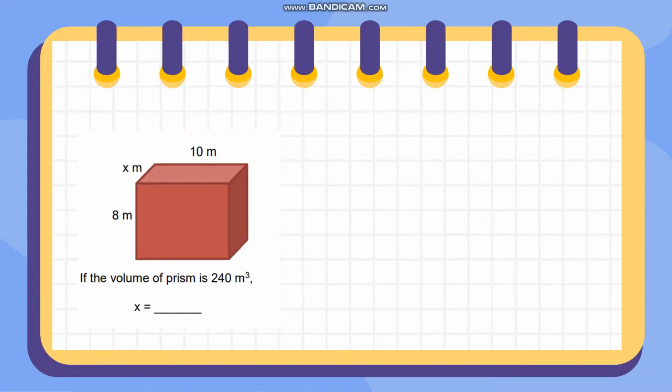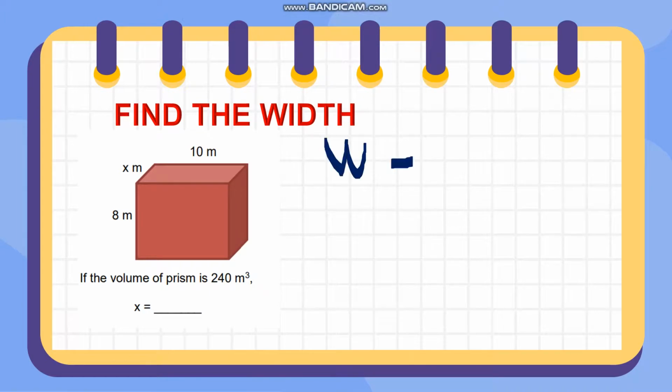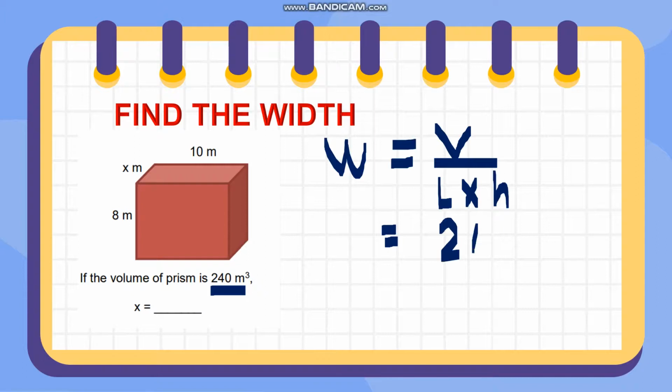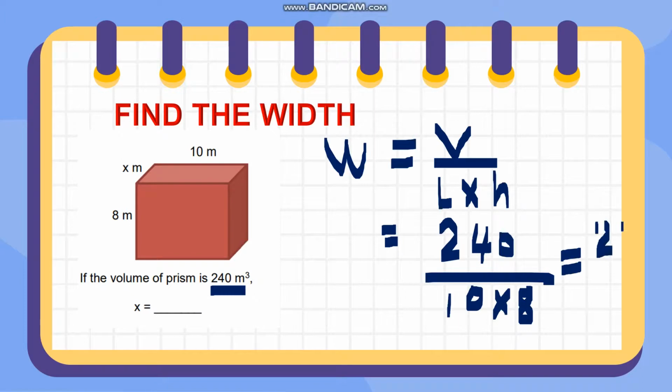Next, how to find the width? The width is unknown. To find the width, the same procedure. Width is equivalent to volume divided by the remaining sides, length and height. The volume is 240, divided by the length, which is 10, and the height, which is 8. So that is 240 divided by 10 times 8, which is 80. So 240 divided by 80, the answer is 3. And the unit is meter.